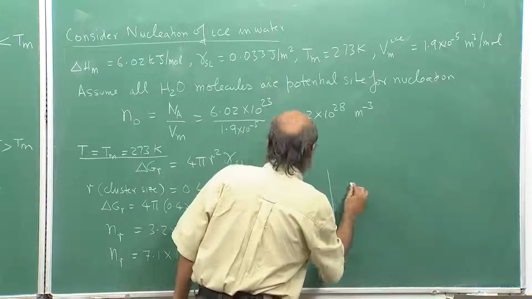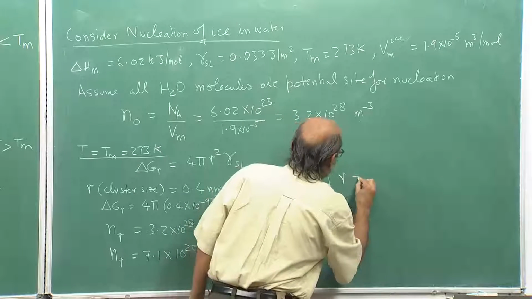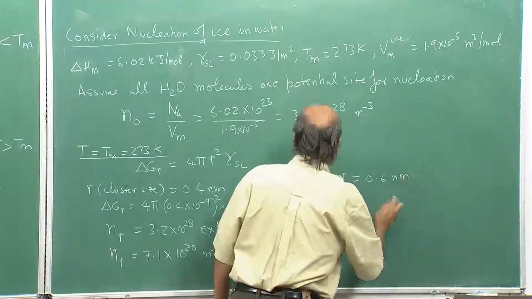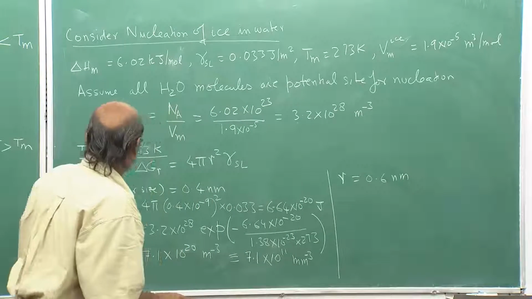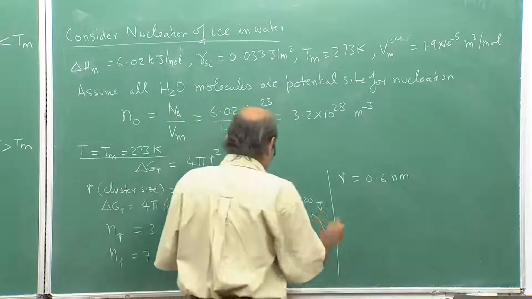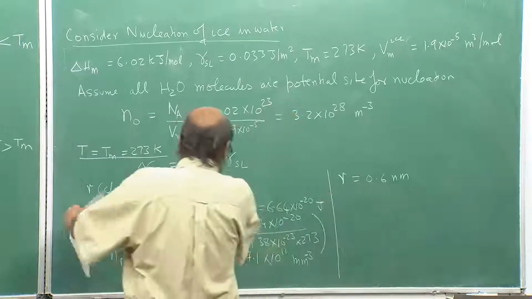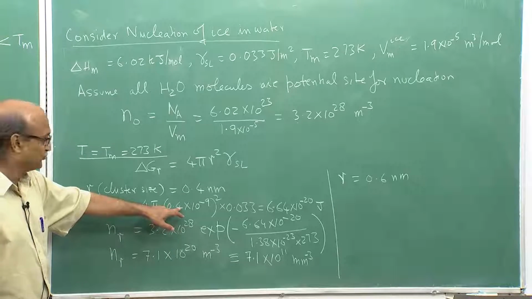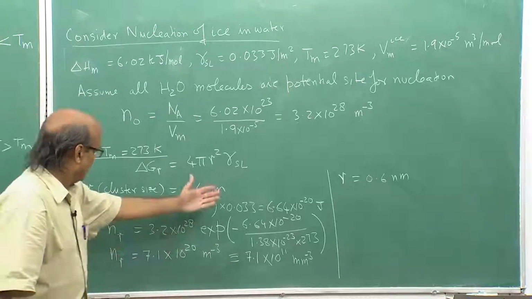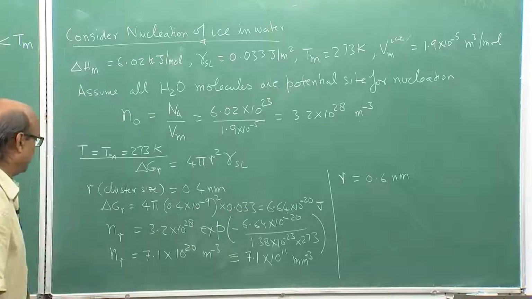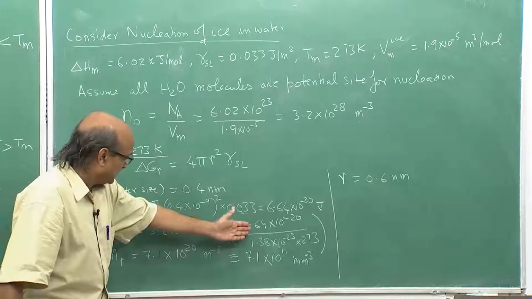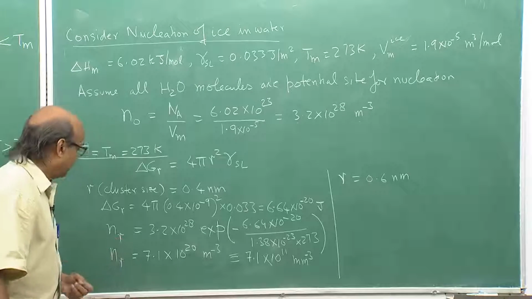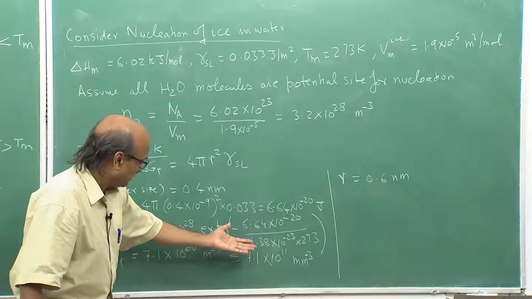So, let us consider the size to be 0.6 nanometers. Then, if I go through this calculation again, instead of 0.4, I will put 0.6 here, and I'll get some delta GR. Put that delta GR in the exponential relationship for NR and compute.